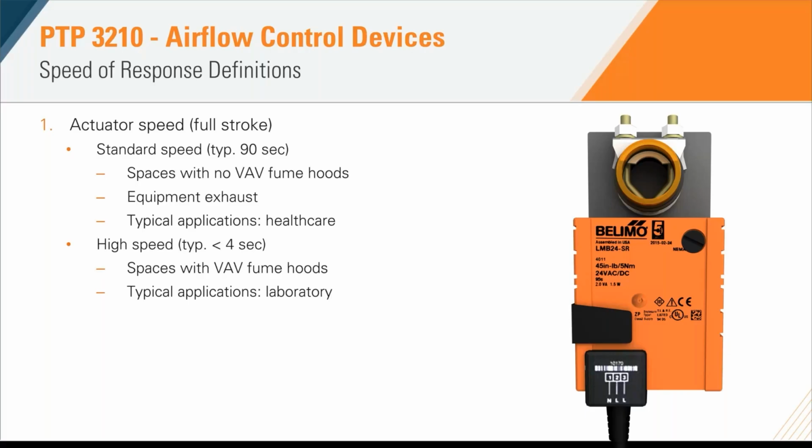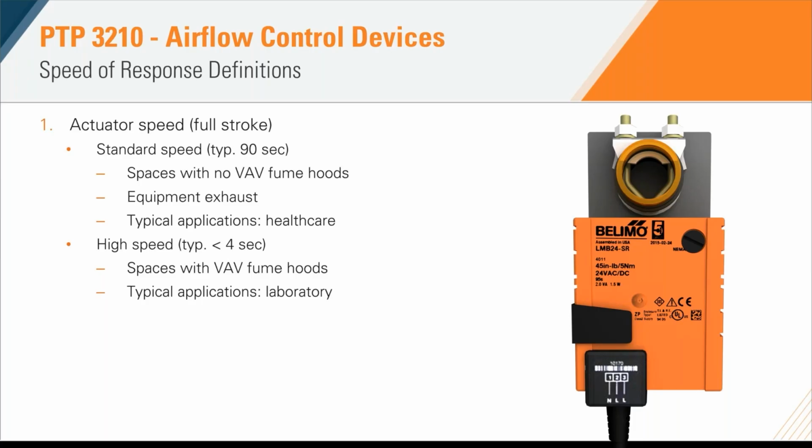But when it comes to laboratory applications, they will often have the requirement for high speed response, since those spaces will typically have variable volume fume hoods. So if you are working on a laboratory application, you're often going to see high-speed actuators specified all the way from the supply, exhaust, and fume hoods. But in a healthcare application, you may often see a standard speed actuator utilized.